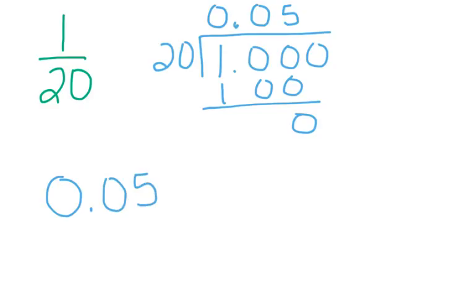And to turn that into a percent, we're going to take that decimal, move it 2 places to the right, and we get 5%. 1/20 is the same as 5%.